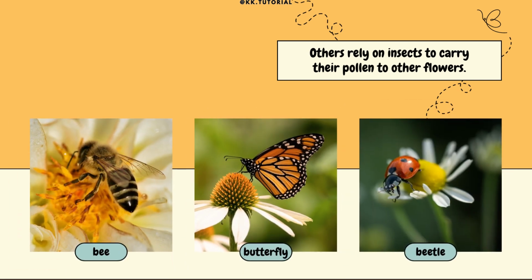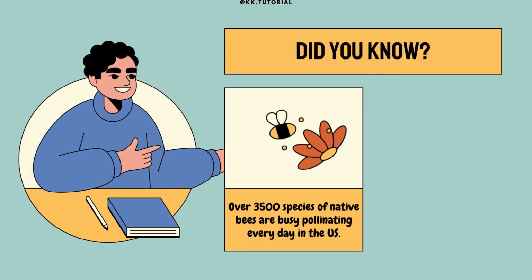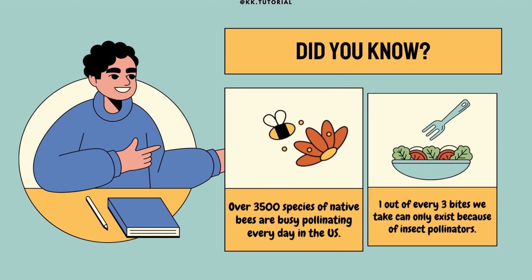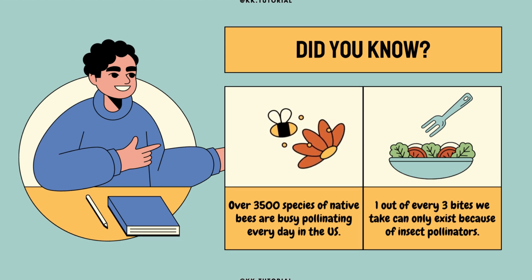So we have learned that pollinators such as insects as well as wind play an important role in the process of pollination. Did you know that over 3,500 species of native bees are busy pollinating every day in the US? One out of every three bites we take can only exist because of insect pollinators.